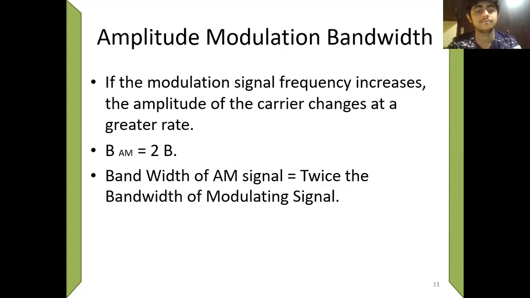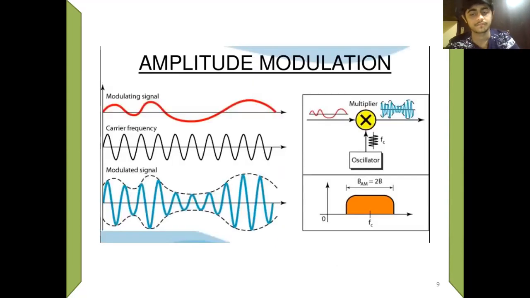Amplitude modulation bandwidth. The figure also shows the bandwidth of an AM signal. The modulation creates a bandwidth that is twice the bandwidth of the modulating signal and covers a range centered on the carrier frequency.